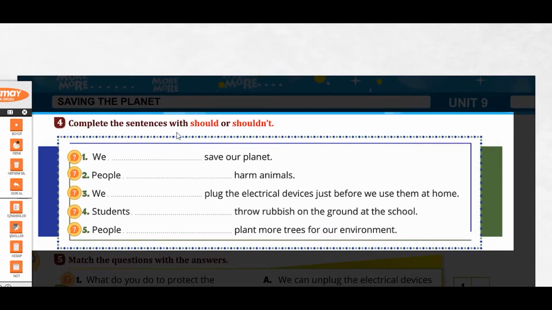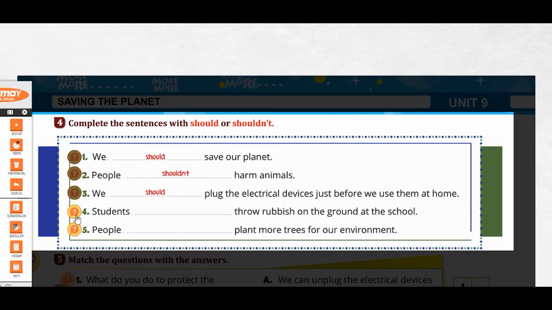Complete the sentences with should or shouldn't. You know these words, should or shouldn't. Number 1, we save our planet. Which one? We should or we shouldn't? Of course, we should. People should or shouldn't harm animals? Of course, shouldn't. We should or shouldn't plug the electrical devices just before we use them at home? We should plug them just before we use them.